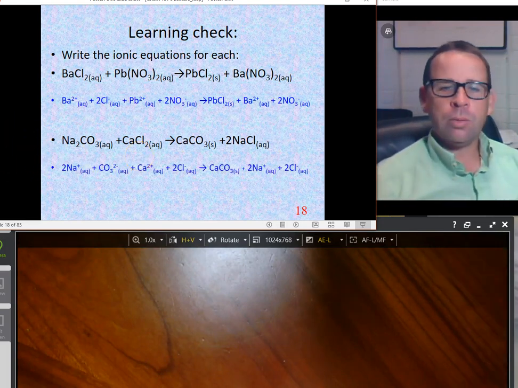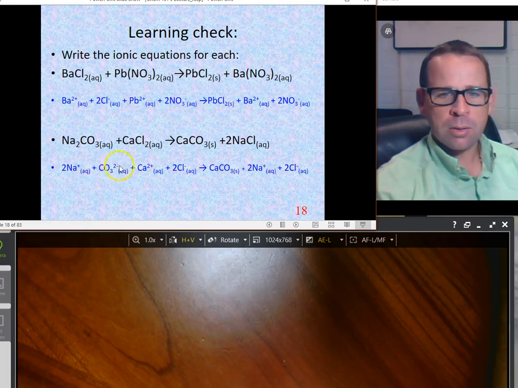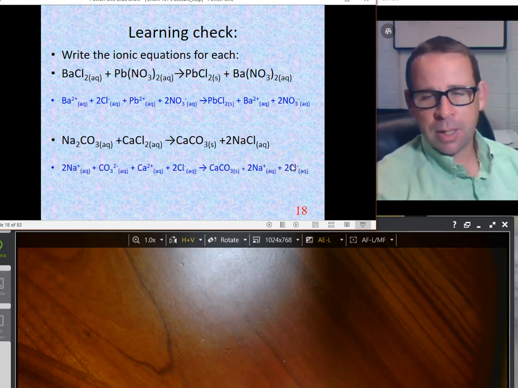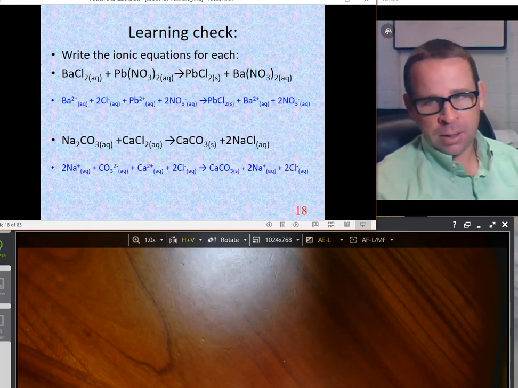All right, so look at all the different coefficients, right? 2. Make sure you have your charges right. Make sure you didn't separate this one because it was a solid. 2 here, plus 1, 2, Cl minus, not Cl with a 2 down here. So everything has to be exactly right there. All right, so that's the ionic equation for that one.